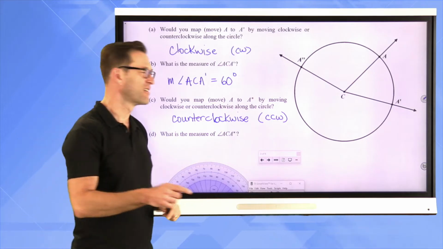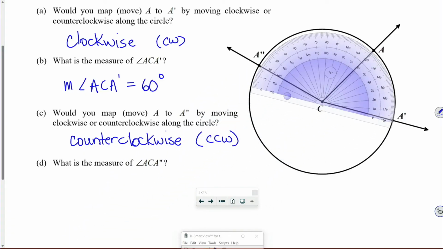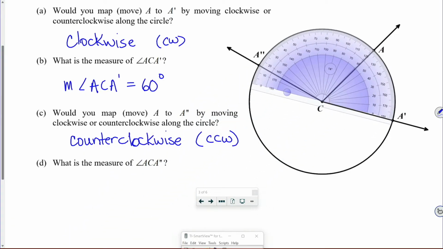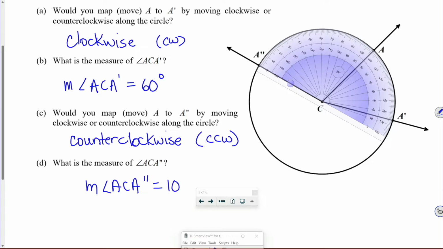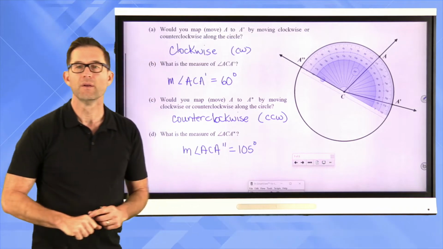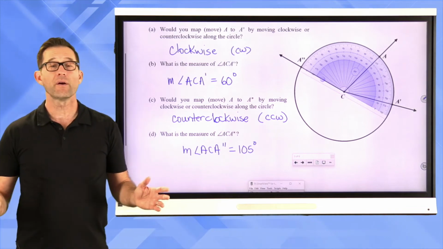All right, let's take a look. So we bring this up. Center at C, make sure one of those two rays points at the 0, and it looks like 105, 106, somewhere in there. So the measure of angle ACA double prime, I'm going to call it 105 degrees. That's a nicer angle.